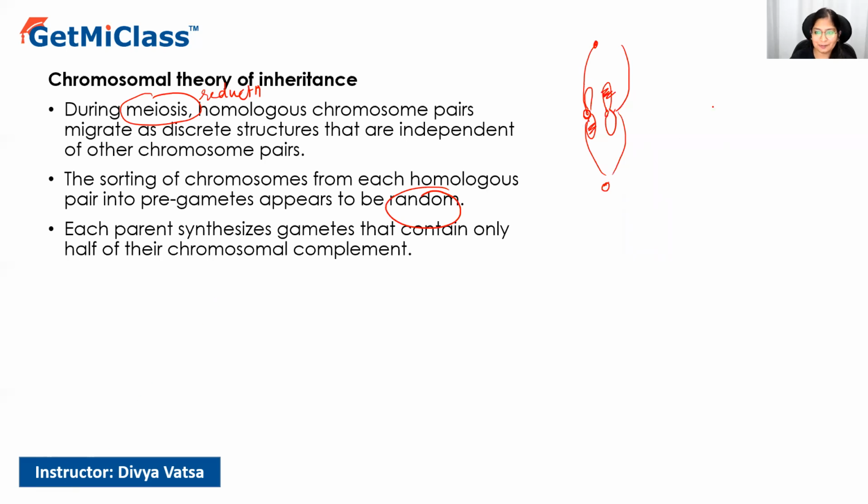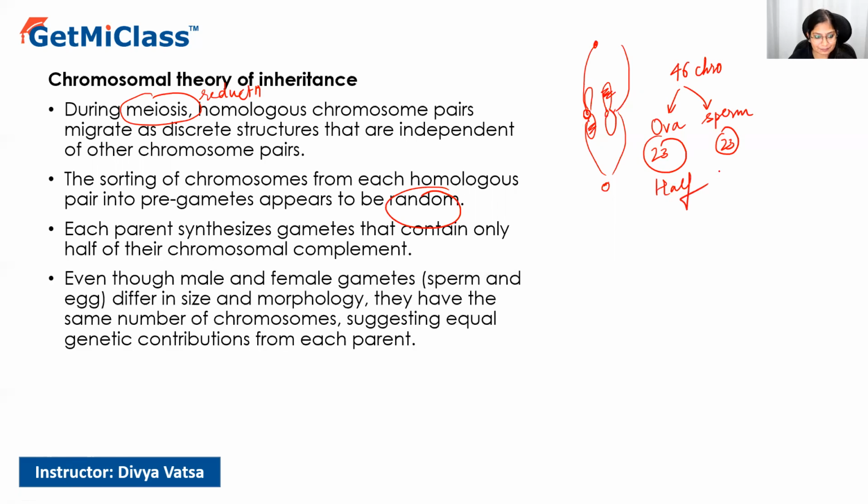Yes, in humans also we have 46 chromosomes. But in our sex cells, or gametes, that is the ova and the sperm, how many chromosomes are present? Only 23 chromosomes are present. So only half of the chromosomes are present in the gametes.